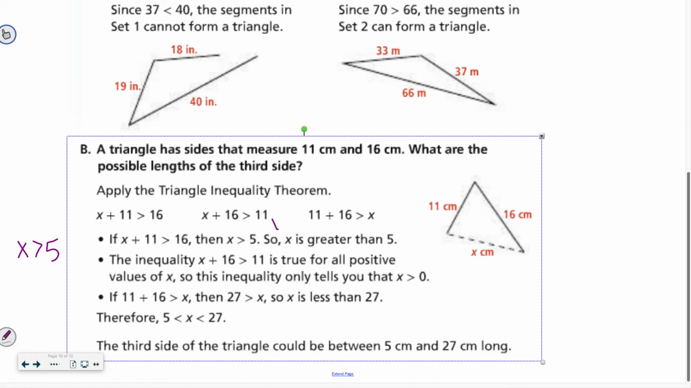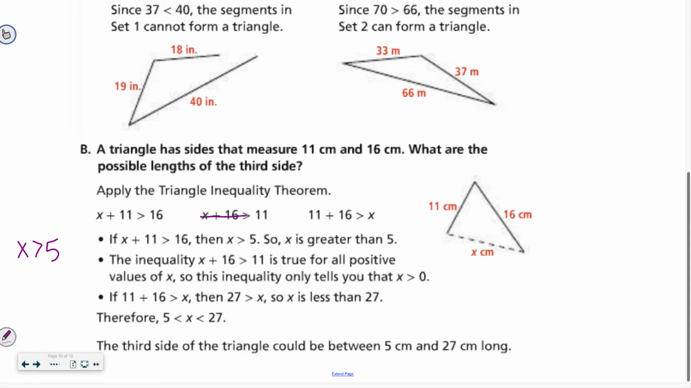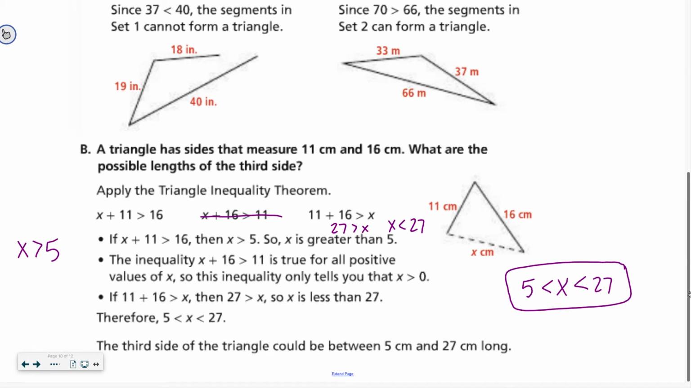Can I have a negative value? I can't have a negative 5 for a side length. So I'm going to throw that one out. And then if I look at the last one, 11 plus 16 is greater than x. That'd be 27 is greater than x, or x is less than 27, is one way that you could read that. So I know that x has to be greater than 5, but also less than 27. So my third side can be any number between 5 and 27.